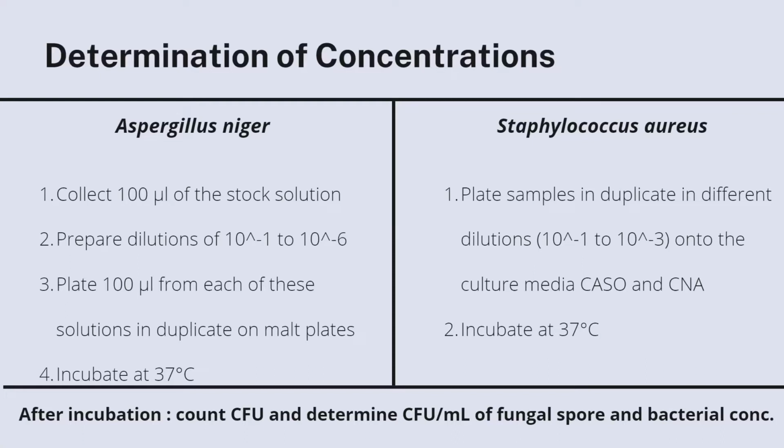For the determination of concentrations of Aspergillus niger, 100 microliters of the stock solutions were collected and dilutions of 10 to the negative 1 to 10 to the negative 6 were prepared. From each of these solutions, 100 microliters were plated in duplicate on malt plates and incubated at 37 degrees Celsius. In order to determine the concentration of the bacterial suspensions, the samples were also plated in duplicate in different dilutions onto the culture media CASO and CNA and incubated at 37 degrees Celsius. Following the incubation period, the colony-forming units, or CFU, were counted, and the fungal spore and bacterial concentrations were determined in CFU per ml, respectively.